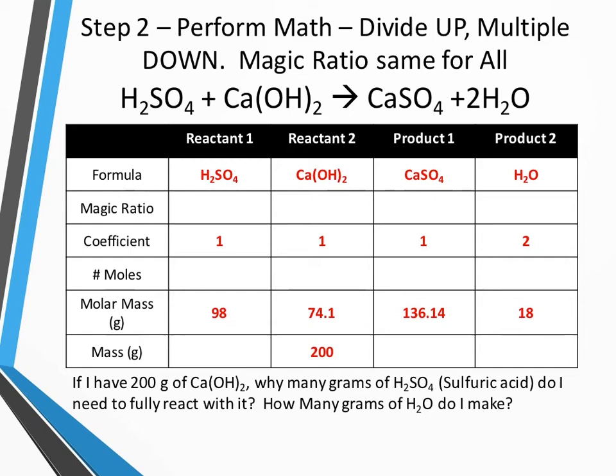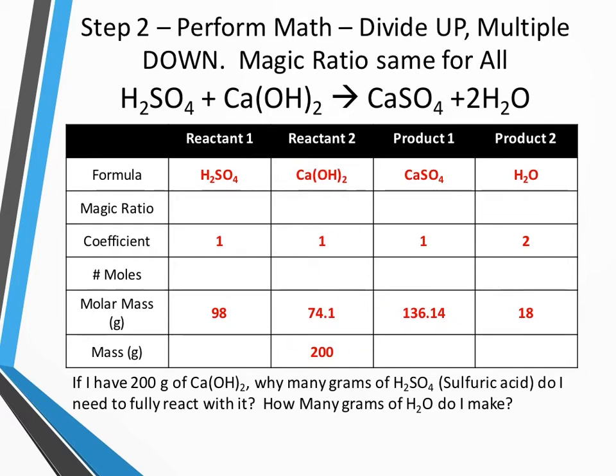So I've entered all the information. Now we're going to do the math. If you remember, when we move up a column, we're going to divide, and when we move down a column, we're going to multiply. Now, which column do we start with? Well, we have to start with the only one that has grams in it, and that is our calcium hydroxide.